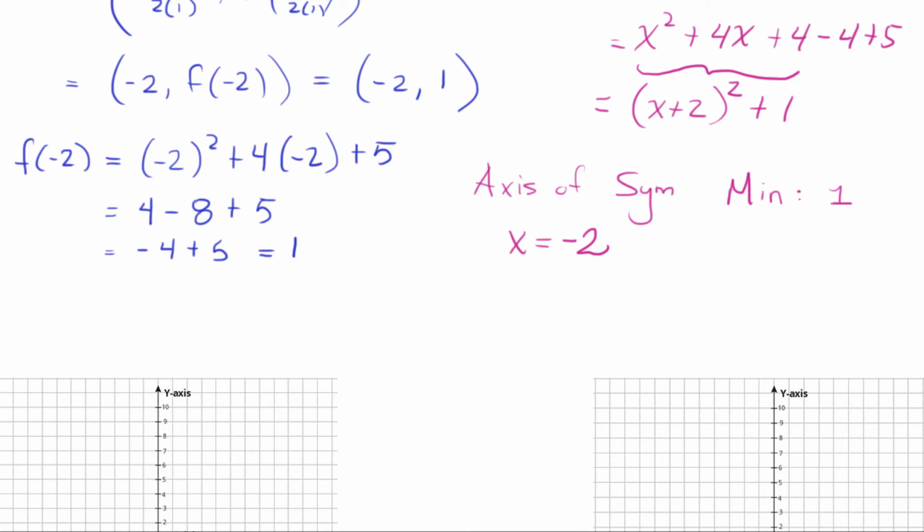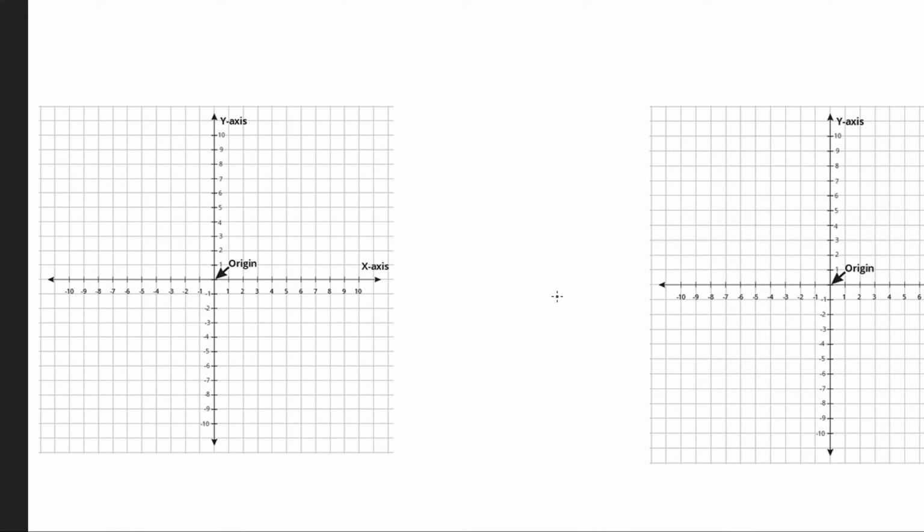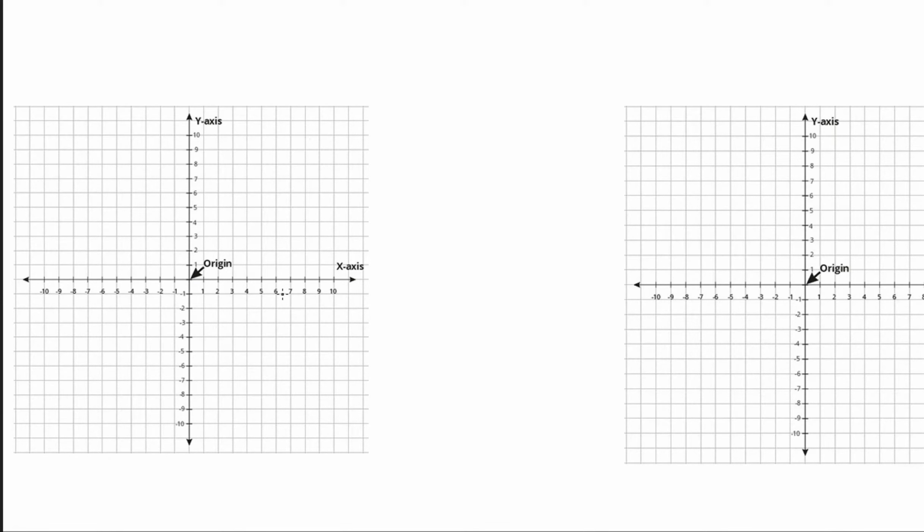Now, let's graph. So the vertex is negative 2, 1, right here. If you plug in negative 1 for your function, you get 2. Now, since this is the axis of symmetry, that means that everything to the left is the same size. So negative 3 is also 2. If you plug in 0, you get 5. Therefore, negative 4 is also 5. And just trace the graph.